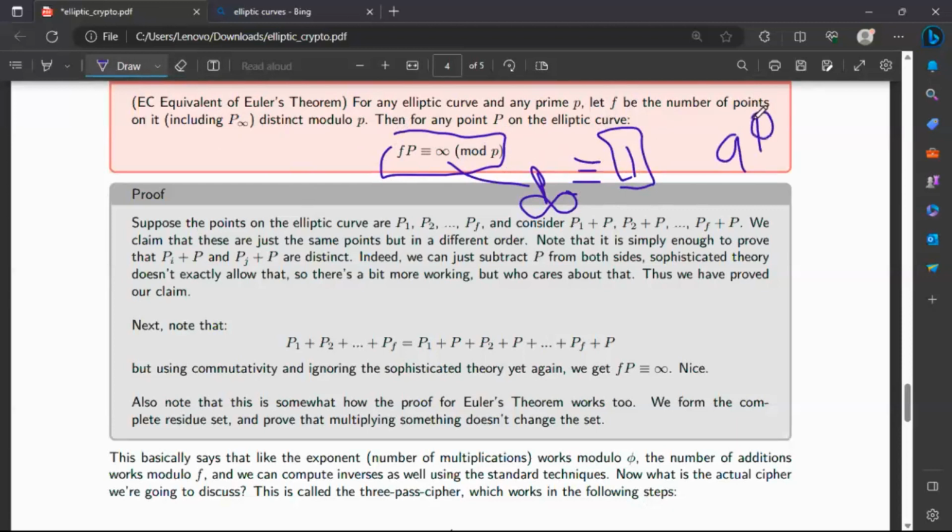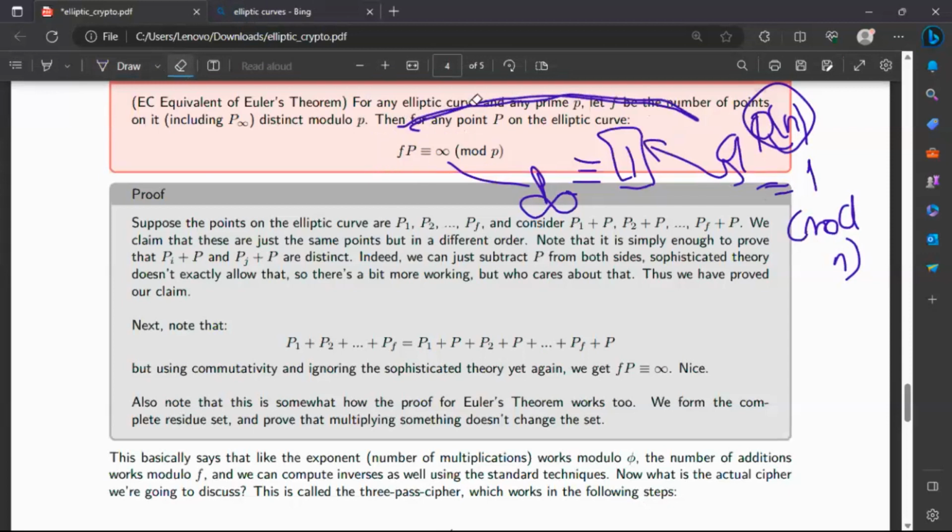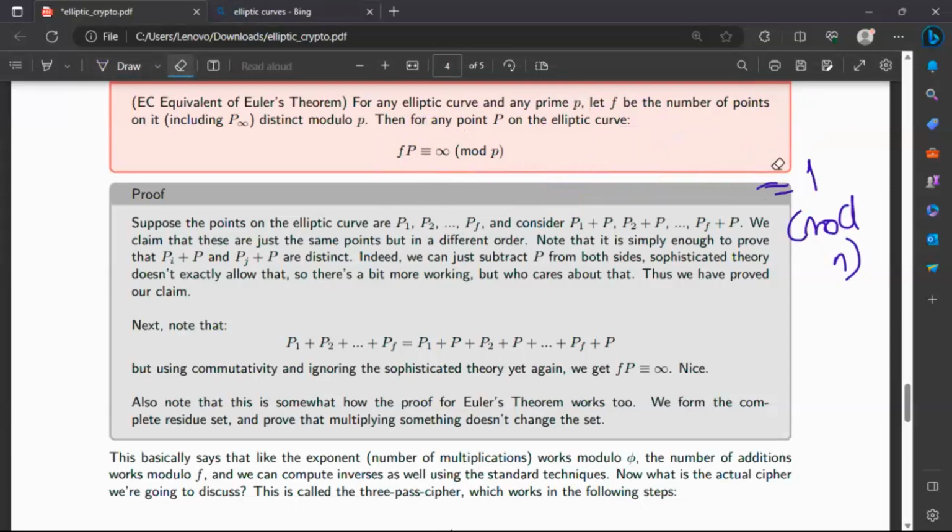So remember that a to the phi of n is congruent to 1 modulo n. This is basically the equivalent of that, where f acts as phi of n, which is really interesting, really nice. But this is basically modulo p, where p is a prime. So this is more like Fermat's little theorem, right? So okay, how do we prove this?